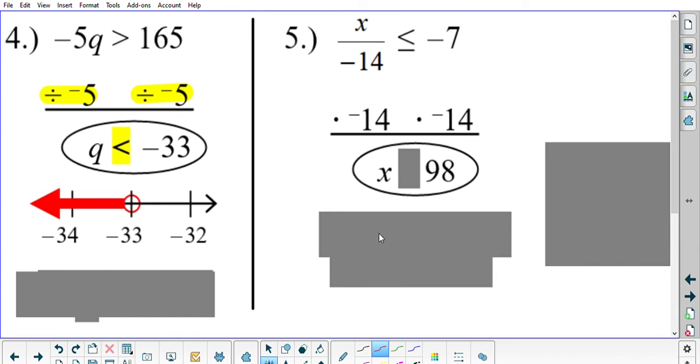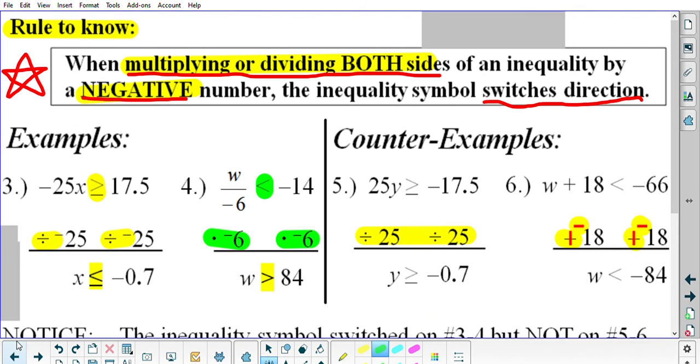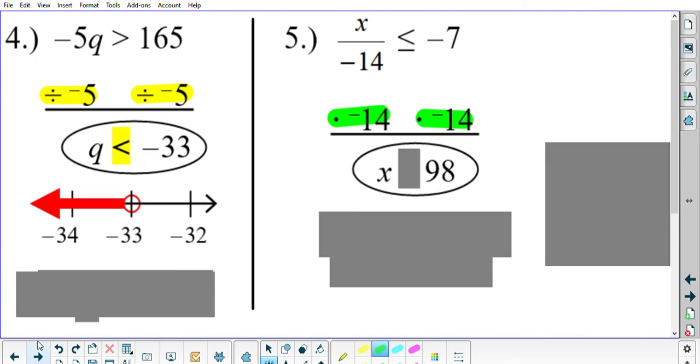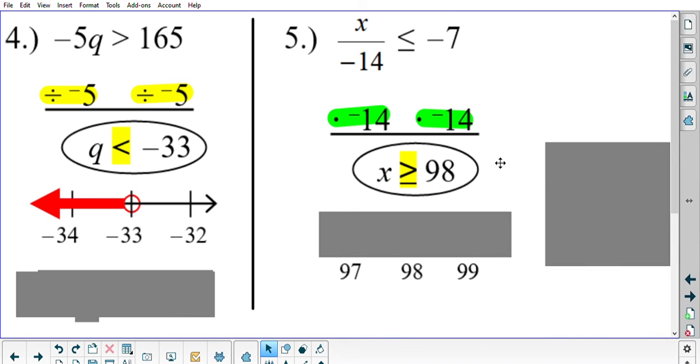Will this make the inequality symbol switch direction? Well, we are multiplying by a negative on both sides, and the rule that we were talking about in the middle on the first page does say when you multiply or divide both sides by a negative that the inequality symbol will switch direction. And so that's what we did on number 5, and therefore the inequality symbol will switch direction. Now, if you forgot to switch the direction of the inequality symbol, then you're going to end up graphing the wrong way, and you're going to need to hit pause in the video again and fix your work.